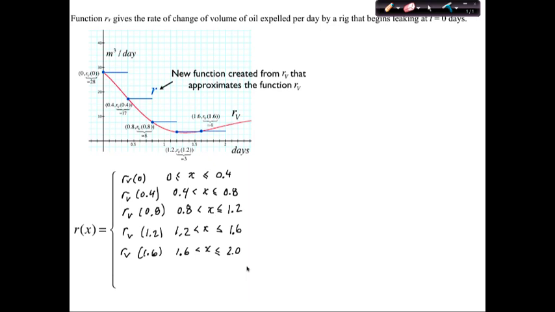So this is our pretend rate function, or our approximate rate function. It's trying to be like R sub v, but not great. It's not great, but it has this key quality. What's the key quality that we need? Constant rates of change. With constant rate of change, we've got the math. We've got it under our belt so that we can use it to build accumulation, amount of oil, or accumulation of oil.